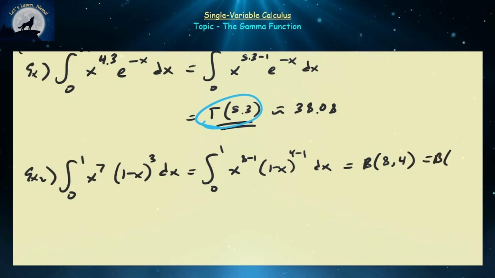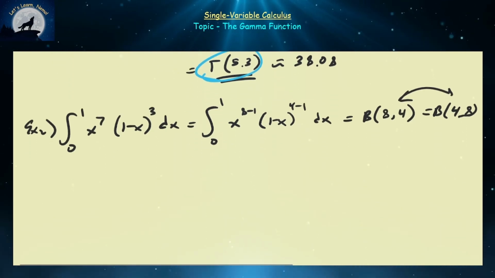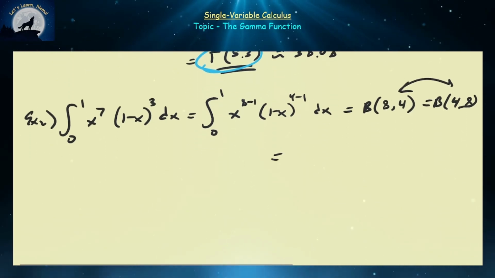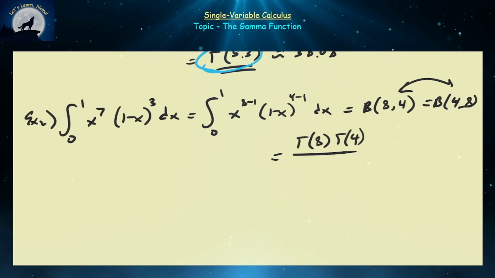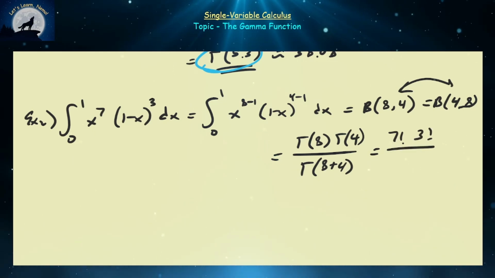And you should be able to also prove that this is the same as beta 4, 8, that it is commutative in terms of its inputs. Regardless, once you use that identity provided, that's going to be equal to gamma 8 times gamma 4 all over gamma of 8 plus 4, which again is the same as gamma 4 times gamma 8 over gamma 4 plus 8. And we already know that gamma 8 is 7 factorial, gamma 4 is 3 factorial, and gamma 8 plus 4 is the same as 11 factorial.